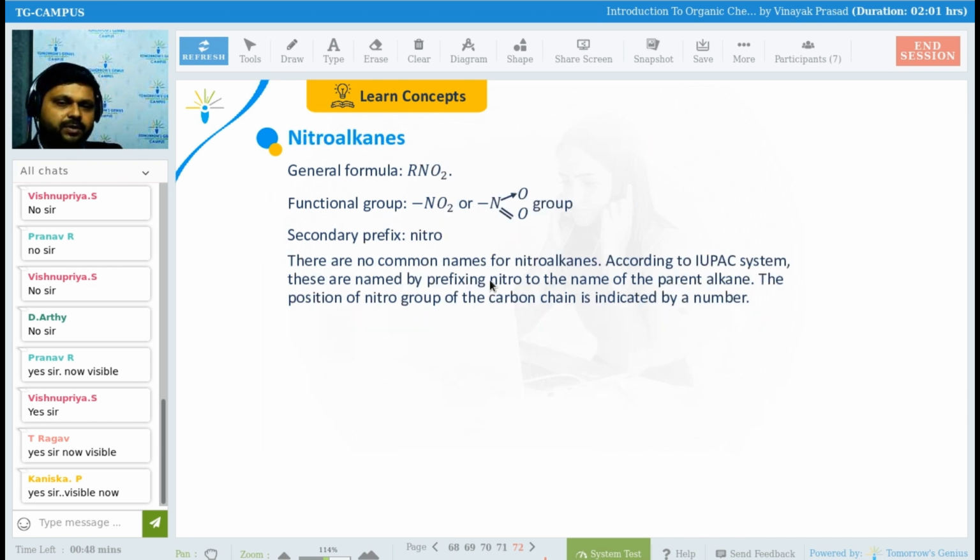Now, nitroalkane. See here, what will be happening in this case? R and NO2 group is there. So again see here, R, one bond. Nitrogen double bond with this oxygen, and nitrogen is forming 4 bonds, so it is not possible. So here there will be a coordinate bond between nitrogen and oxygen. Is it okay? So the word that we'll be using for this is nitro.